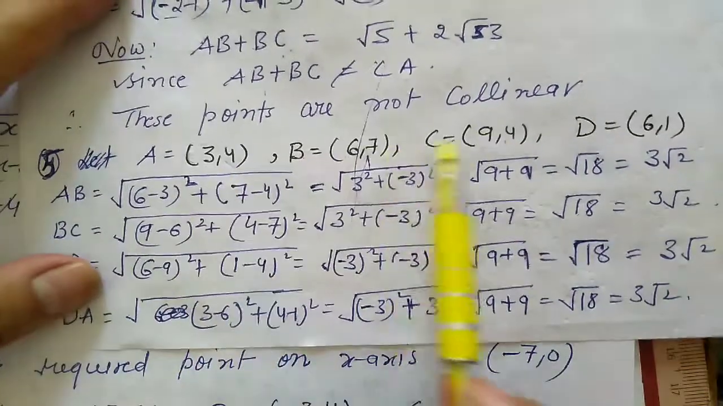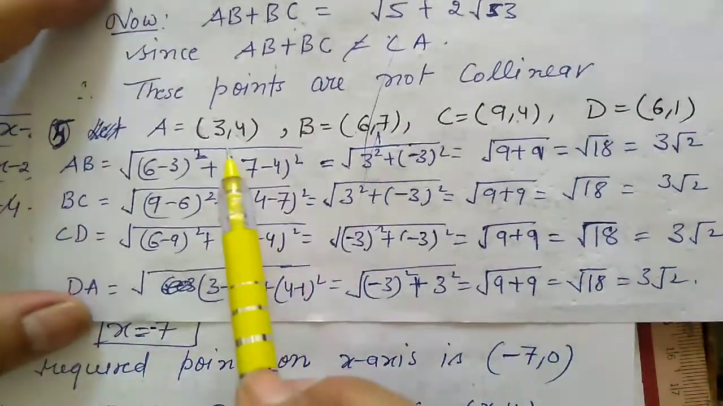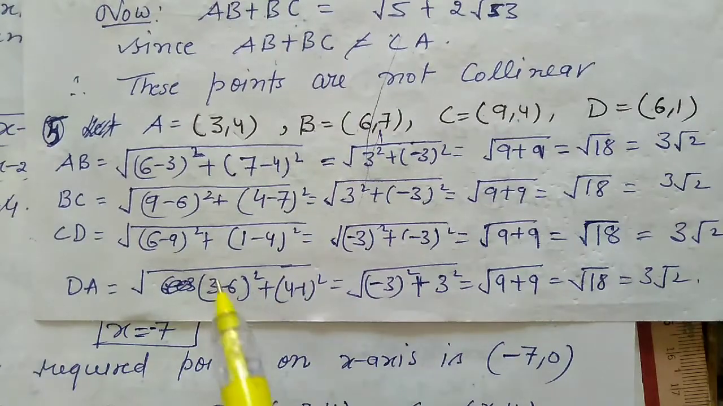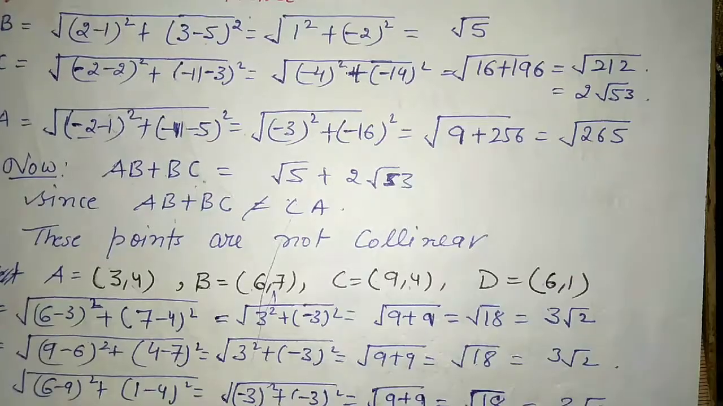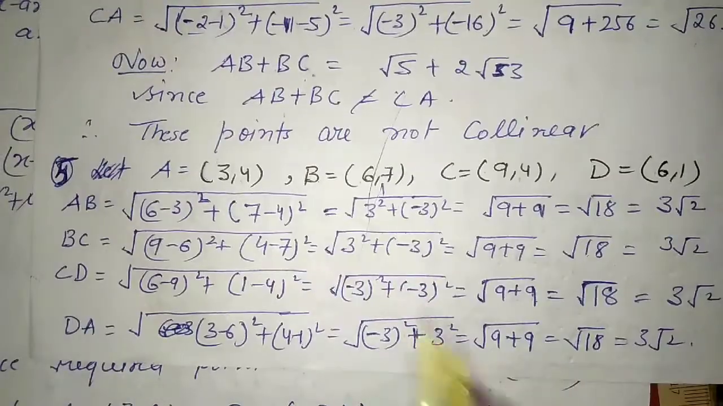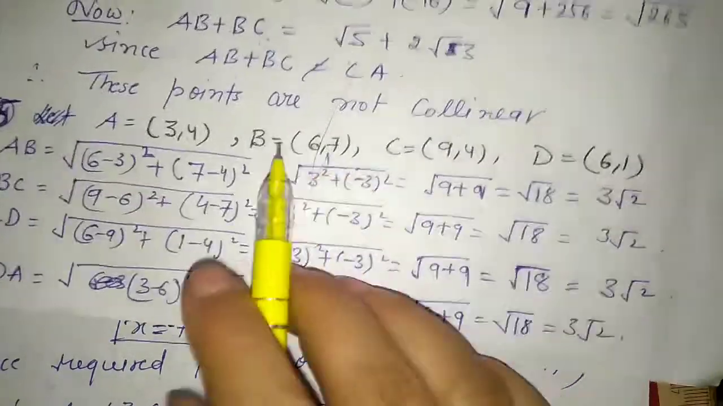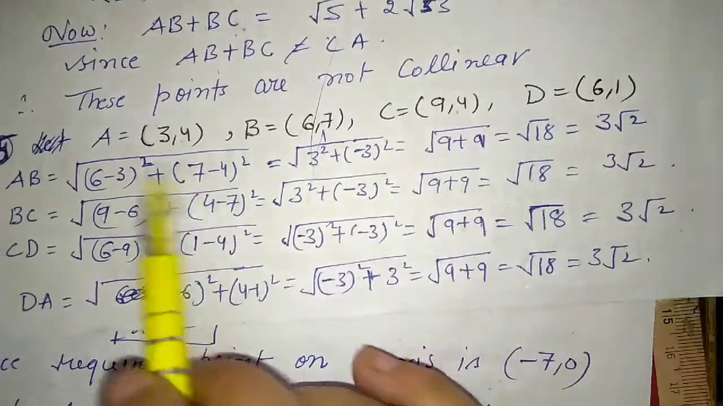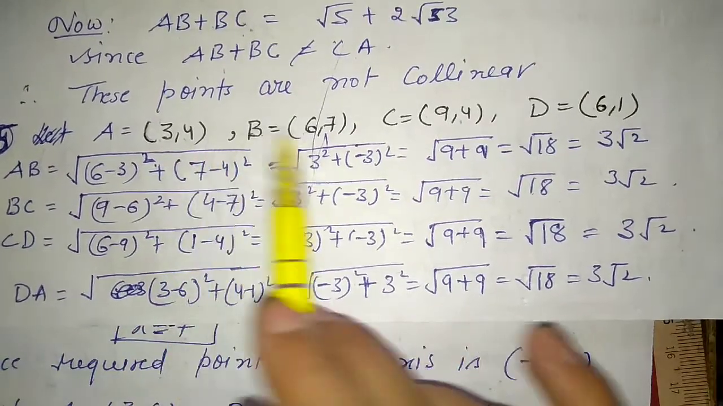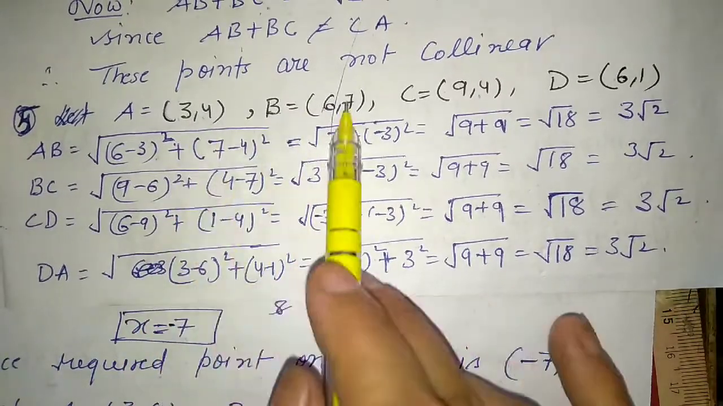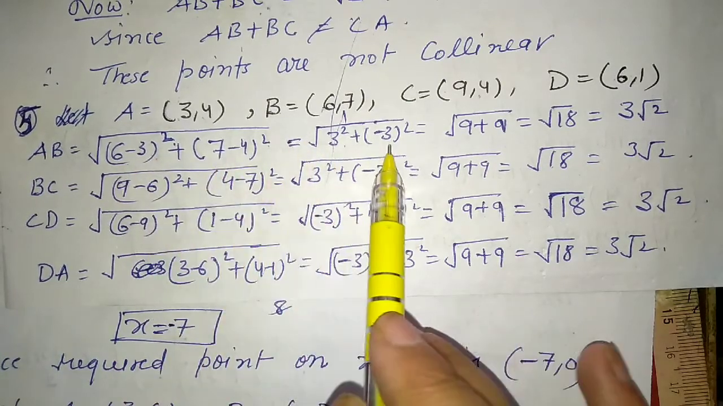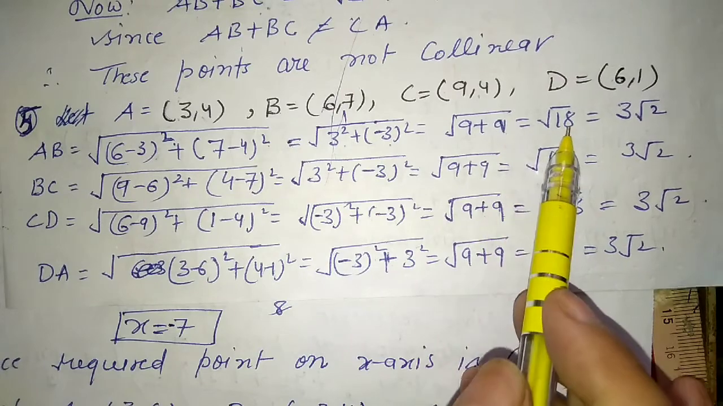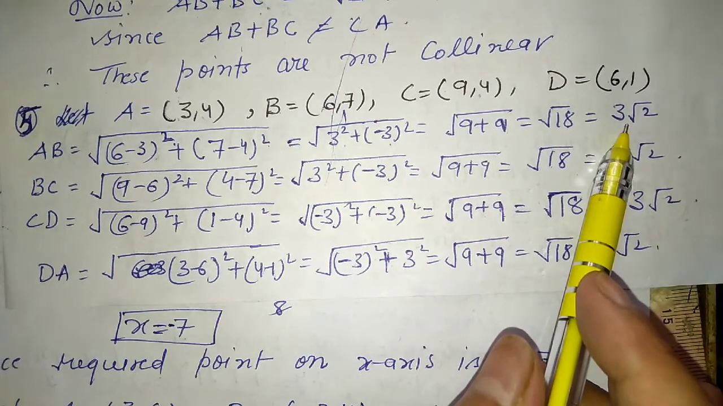So we will find the distance between all these points. Because we have to prove that ABCD is a square, we have to find the distance AB. The distance AB is the square root of (6 minus 3) whole square plus (7 minus 4) whole square. 6 minus 3 is 3, squared is 9, plus 9, under root 18. So we can write it as 3 root 2.